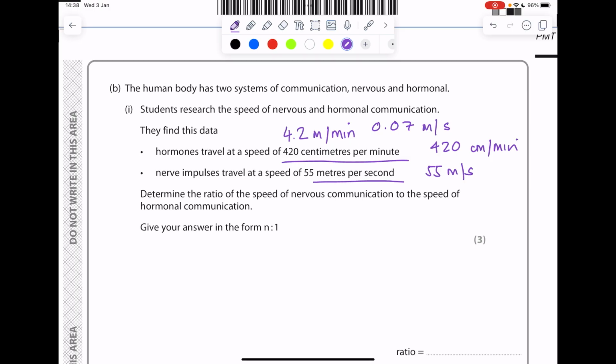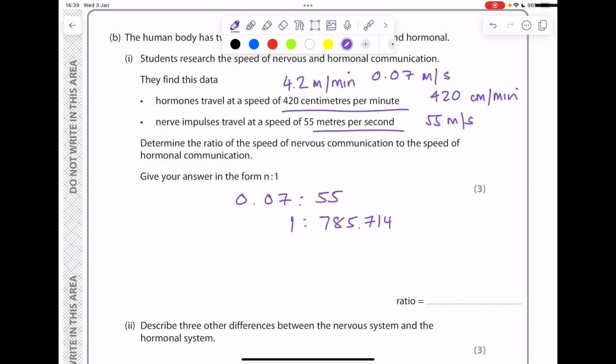Kitten. Okay, so at least we're in the same unit. So then it becomes 0.07 to 55. And to get it into the right ratio, we need to divide both by the smallest number. So it becomes 1 to 55 divided by 0.07. So it becomes, just to do it exactly as they've done it, 786 to 1.